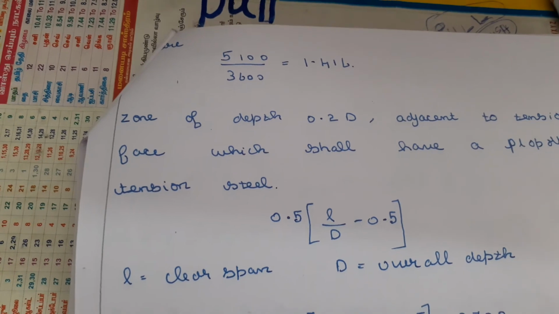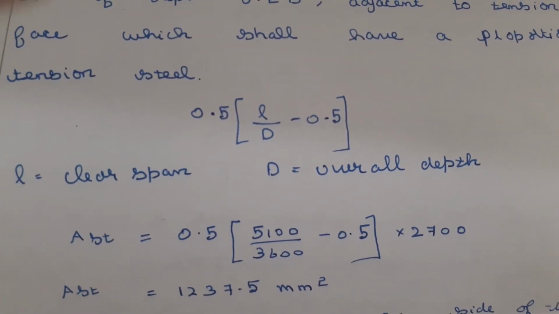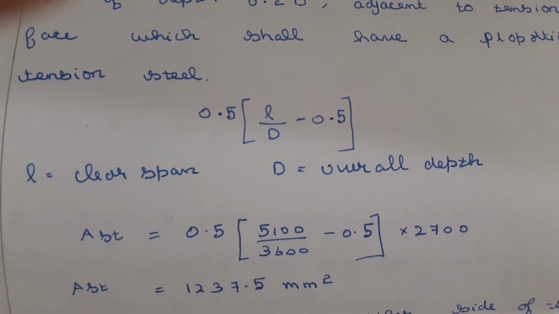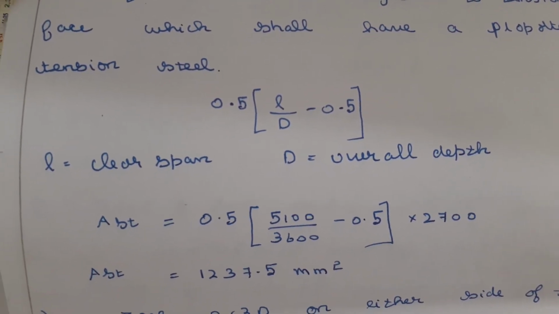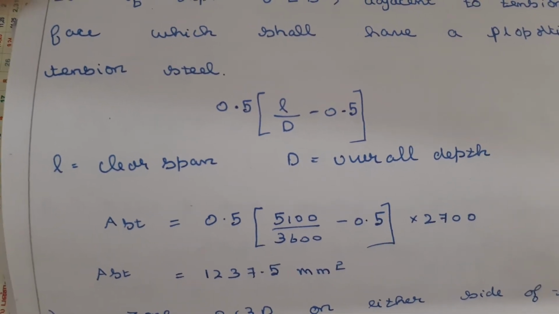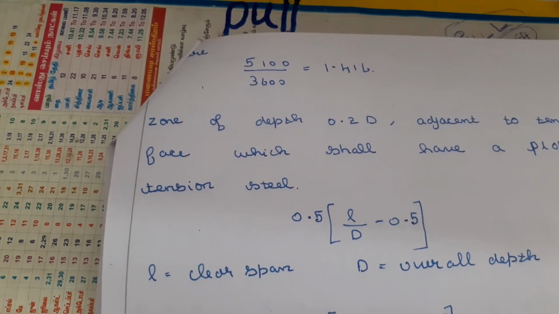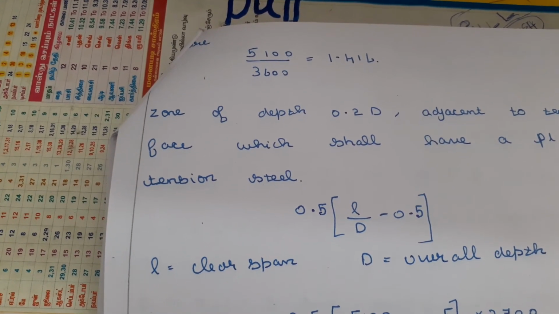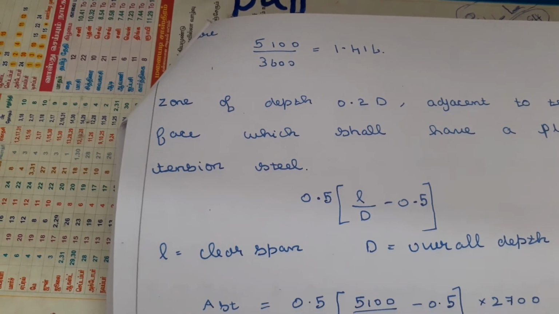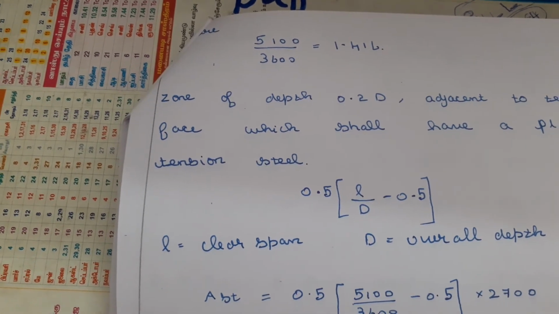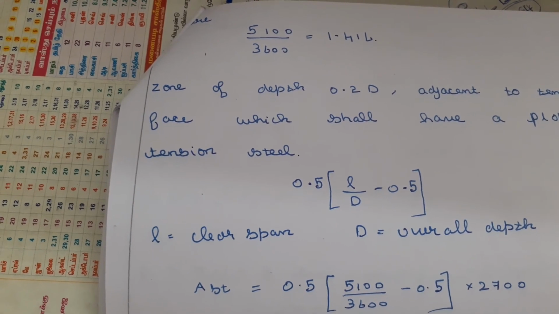So to calculate that, we need to use this formula 0.5 L by D minus 0.5. So here the length is clear span. For all the previous steps we used length as effective span. Now we are using this length as clear span. So we note 5.1 meter, which into 1000 is 5100 mm, and 3.6 meter into 1000 gives 3600 mm. It will give 1.416.